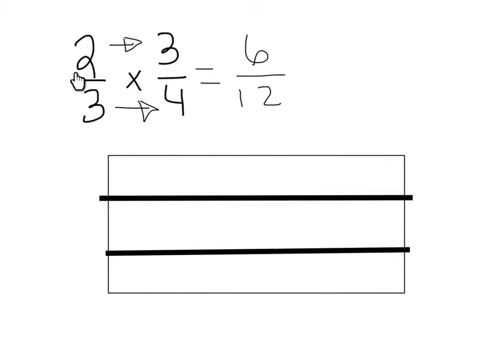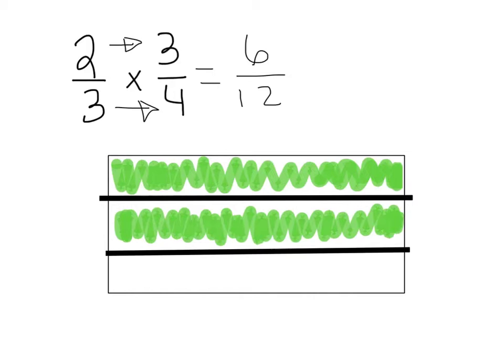To represent my numerator, I'm going to shade in 2 of those rows. At this point, I have represented 2 thirds. So I have 2 shaded in out of 3 parts.